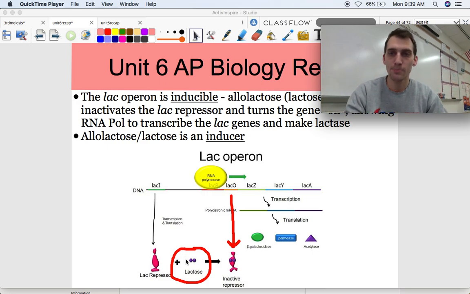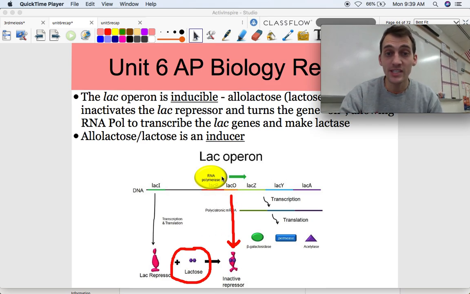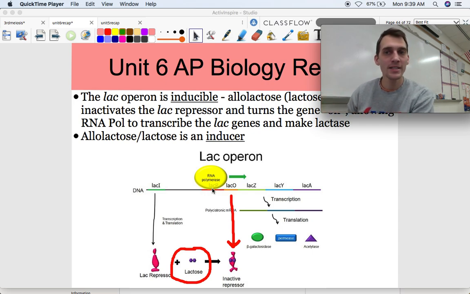When lactose is present, it turns off the repressor. It inactivates the repressor. So what it's going to do is turn on the gene, right? If the repressor is there, the gene is off. Lactose binds to the repressor and removes it from the operator, the on-off switch. And therefore, this gene is turned on, and it's going to start making lactase to break down the lactose that's in that bacterial cell's environment. So this is what's called an inducible operon.